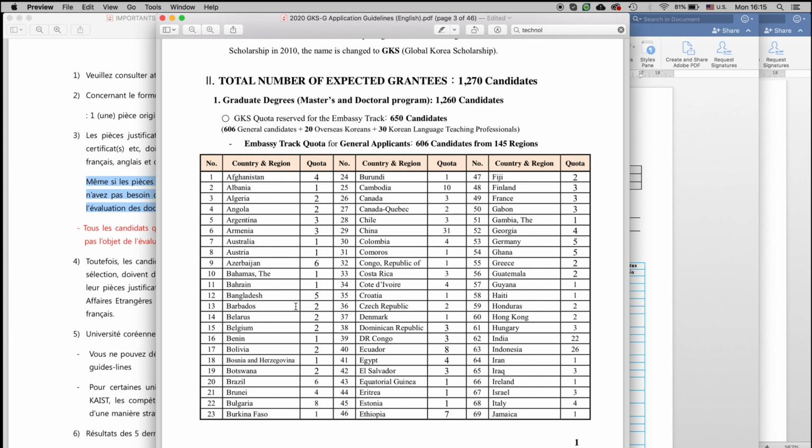Okay, so 1,260 candidates for the master and doctorate, and I think 10 seats for research. So in this scholarship, there are 3 categories. Okay, category 1 is master, category 2 is doctoral students, and category 3 is research students. So very few, very limited numbers, just 10 for the research one. But for master and doctorate it is a little bit higher, but the competition is really challenging. Okay, that was the first thing I wanted to share about these guidelines.